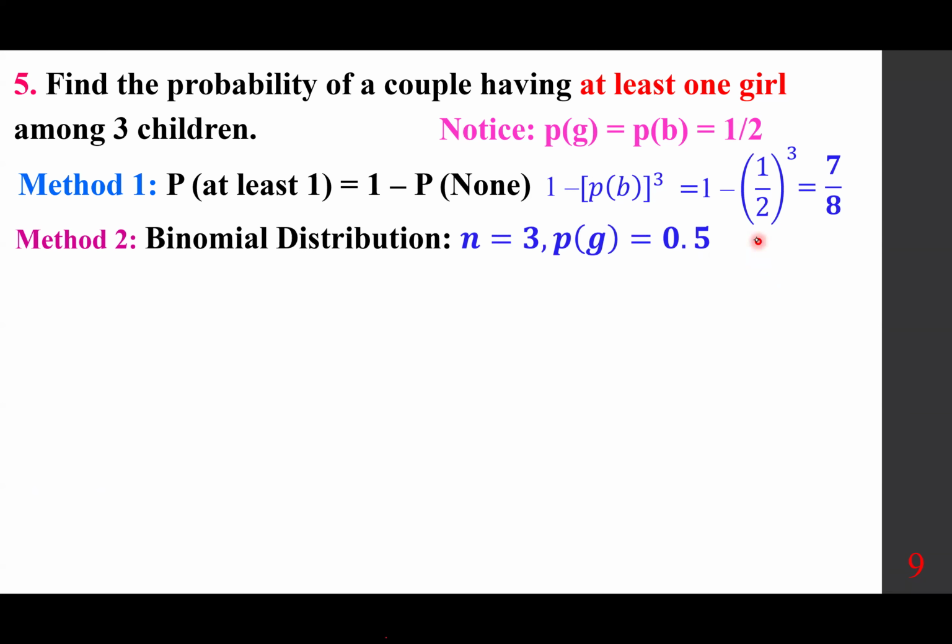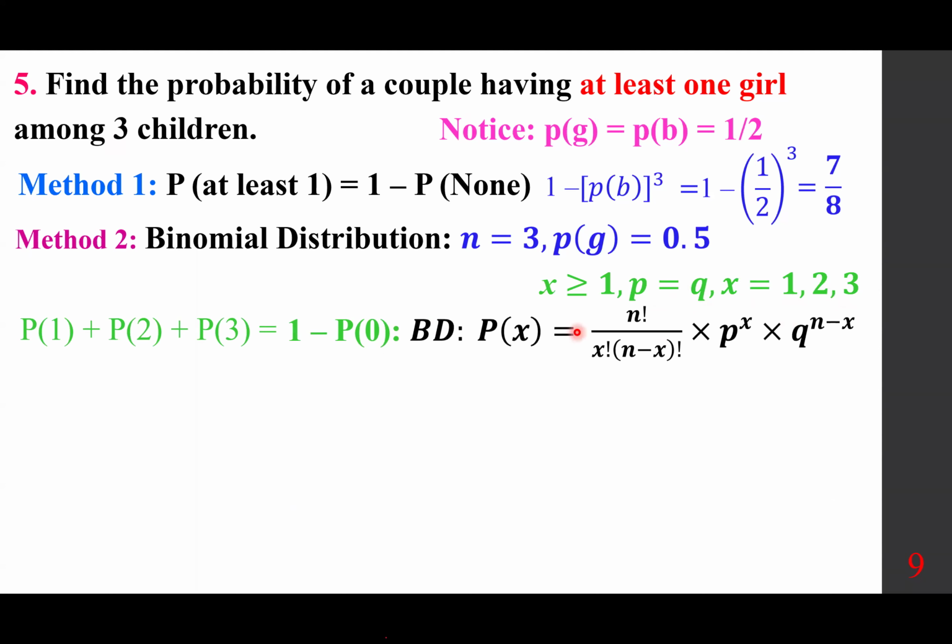Here's the second method. You can use binomial distribution. N is 3. Probability of girl is 0.5. Because remember, you need two things: N and P, P probability of success. And we want at least one, so X must be larger than or equal to 1. P and Q happen to be the same. X is 1, 2, 3 because we have 3 children. And so 1 is good, 2 is good, 3 is good. And again, you can put that into a binomial distribution and evaluate it, or 1 minus P of 0.